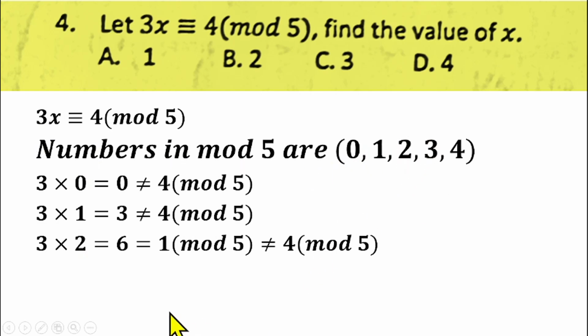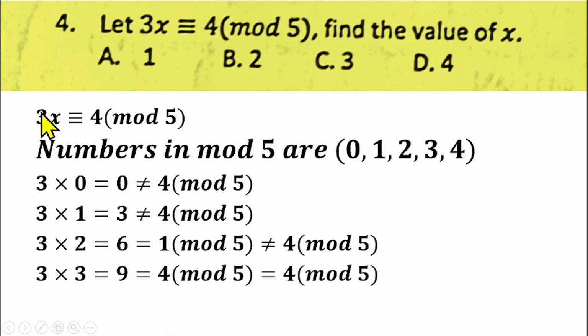Let's try 3. So you're having 3 times 3. 3 times 3, that'll give us 9. So 9 is more than mod 5, so we need to reduce it back to mod 5. So that will be 9 divided by 5, that'll give us 1, remainder 4. Alright? 9 divided by 5 gives us 1, remainder 4.